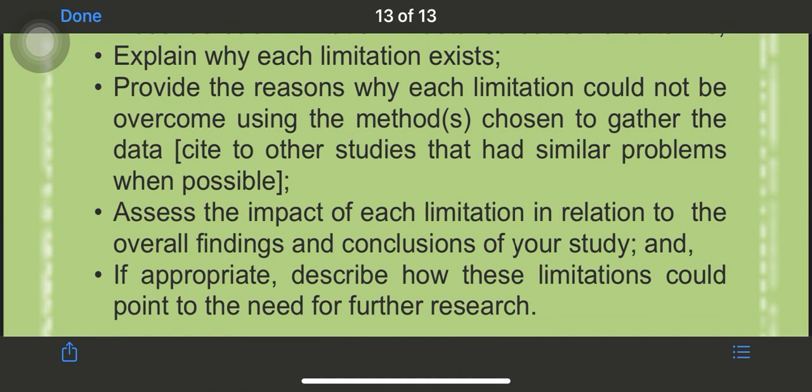Ang scope for that particular example is that the research is about teaching strategies of teachers, and it will only be from the perspective of female teachers. Yun ang scope. Anong limitation? It will not have any data or information coming from male teachers because in Batangas City, there are no male teachers in English, for example.